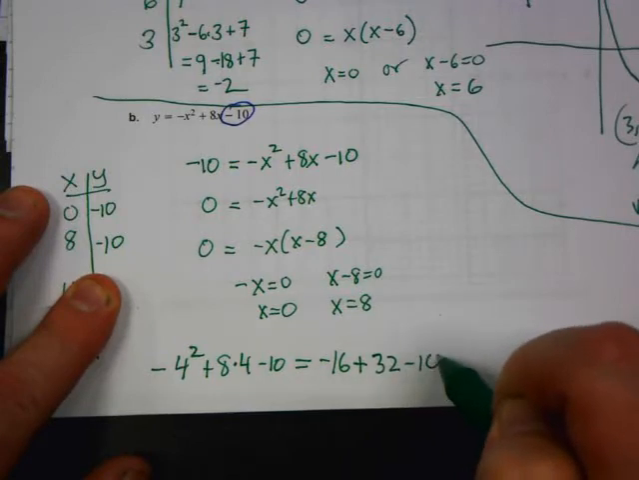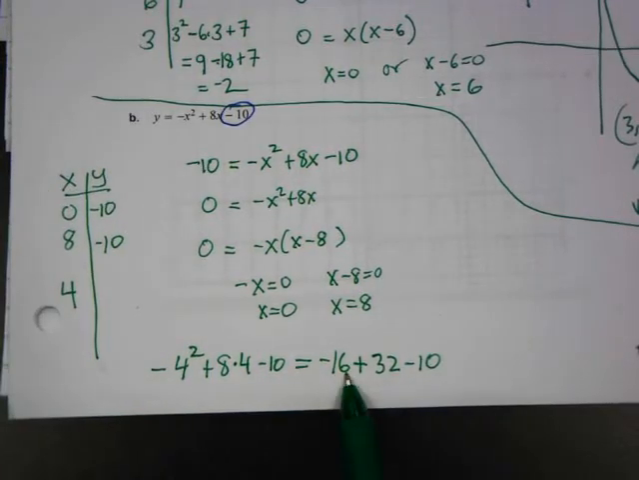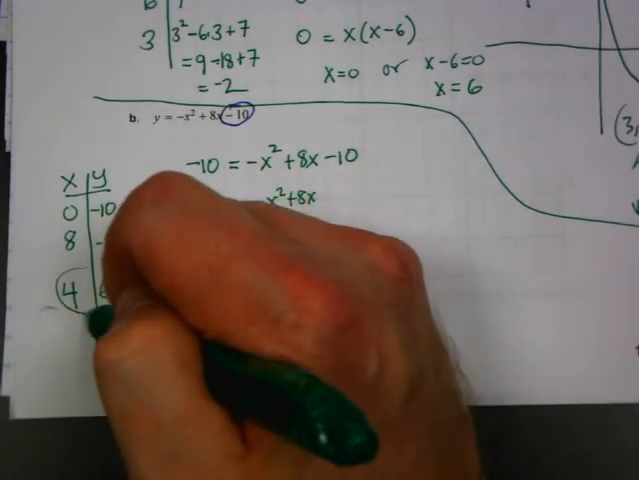32 minus 10. Minus 16 plus 32. That's 16. 16 minus 10 is 6. So there's our vertex, 4 comma 6.